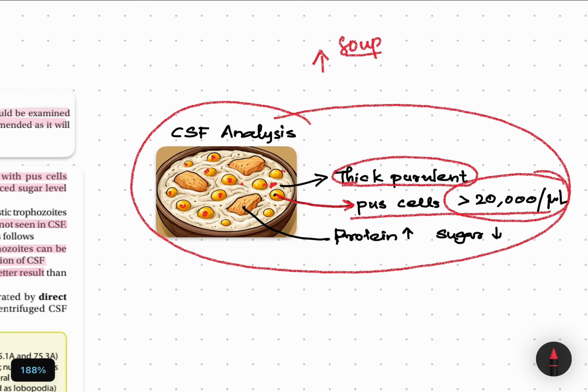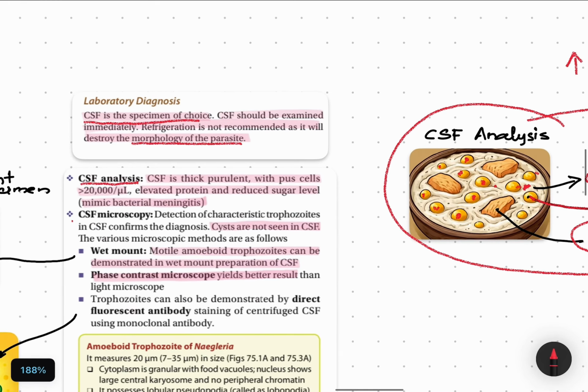Now this is a soup. You made this soup with chicken. What is chicken? Chicken is a protein, so it is very high in protein. And then I want you to think that no one makes soup with sugar, so the sugar is less here. So when you are analyzing your CSF, the specimen you have taken out, it is very thick, purulent, and it has increased protein content, decreased sugar content, and the pus cells are greater than 20,000 per microliter. So that is your CSF analysis.